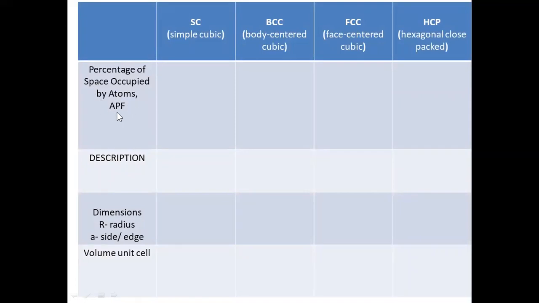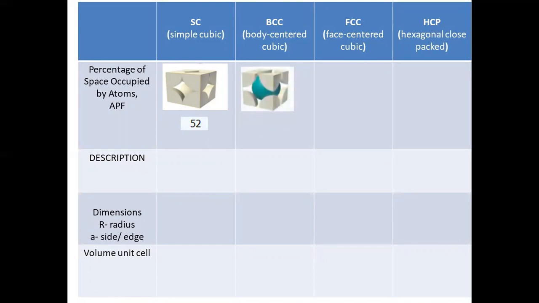APF stands for the atomic packing factor. Then we're going to describe each type's dimensions, and we're going to show you the formulas of the volume of the unit cells and atoms. Now let's proceed with the first one, simple cubic. The simple cubic has a single atom arranged in this conformation. The centers of the atoms are located at the corners of the unit cell. It has 52% APF, or atomic packing factor.